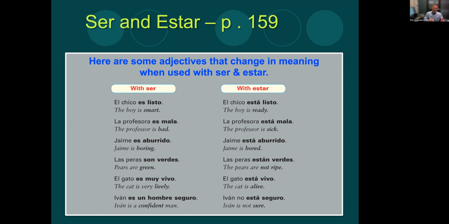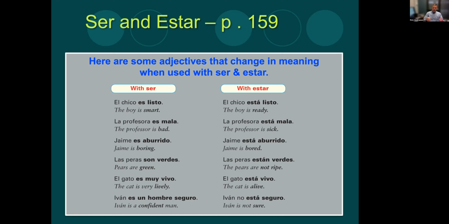Aburrido with ser means boring. With estar, it means bored. So big difference there. Jaime es aburrido. He's just one of those guys that doesn't capture anybody's attention. There's no spark there. He's just a boring guy. Jaime está aburrido. He's bored right now. There's nothing going on. He's got nothing to do. He's bored. Verdes. You all know the color verde is green.